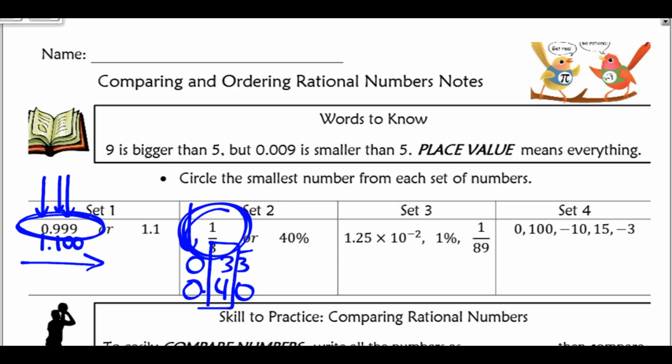Even though those 3's go on forever, there's a bunch of 3's going on forever there, it looks like that might be a bigger number. We're just comparing one place value at a time. It's a 3 versus a 4. We know that the 40% has to be the bigger number.